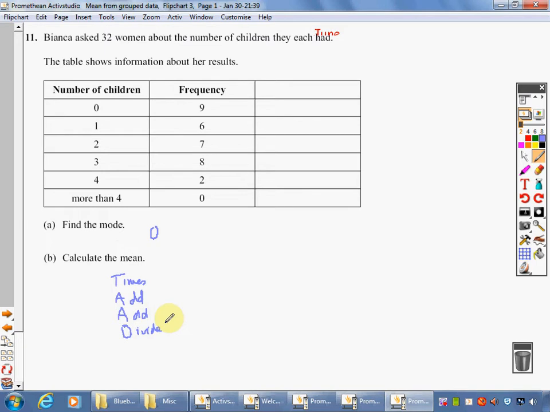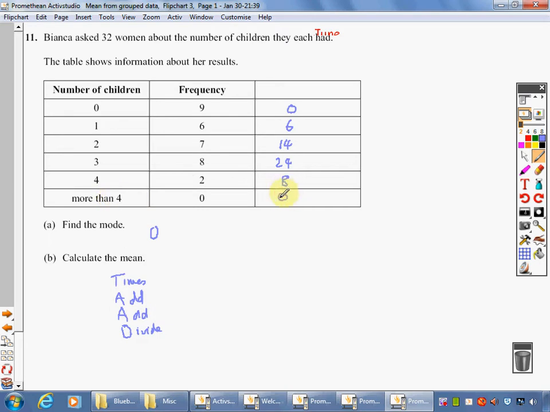So, first of all, the times. 0 times 9 is 0. 1 times 6 is 6. 2 times 7 is 14. 3 times 8 is 24. 4 times 2 is 8. More than 4 is 0. Lucky it's 0 because I can't times 'more than'.